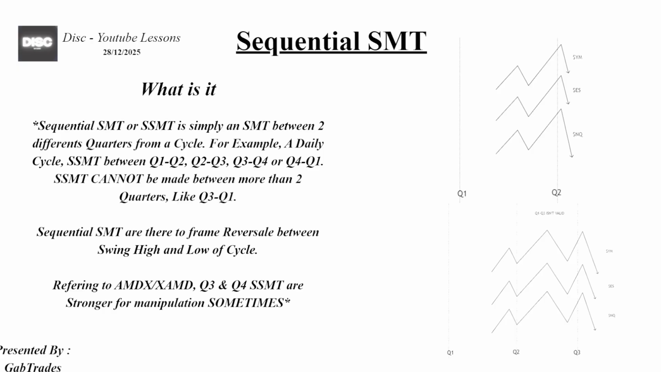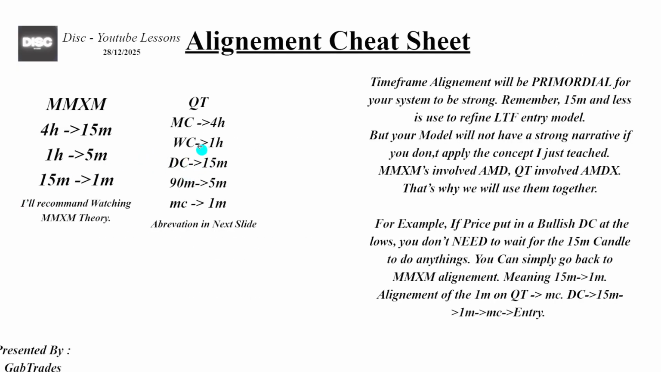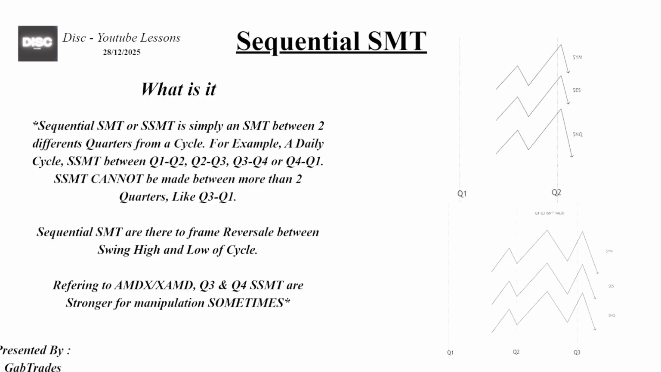So what is correlated to the daily cycle? 15 minute. So you go in the 15-minute chart to mark out your daily cycle SSMT. Your daily cycle SSMT needs to be two different quarters, but two close quarters, meaning Q1, Q2 SSMT, Q2, Q3, Q3, Q4, or Q4, Q1. SSMT cannot be made between more than two quarters, like Q3, Q1.